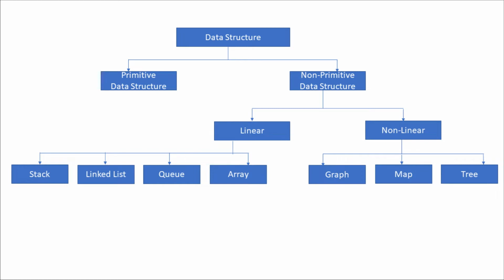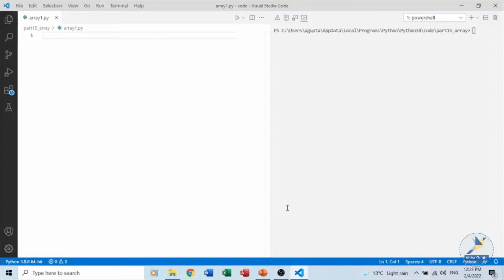Now arrays are built from the primitive data types like character, float or integers, whereas the other data structures like stack, queue, list, trees, graphs or maps are built by combining the primitive data types into more complex data structures. Now moving on to array.